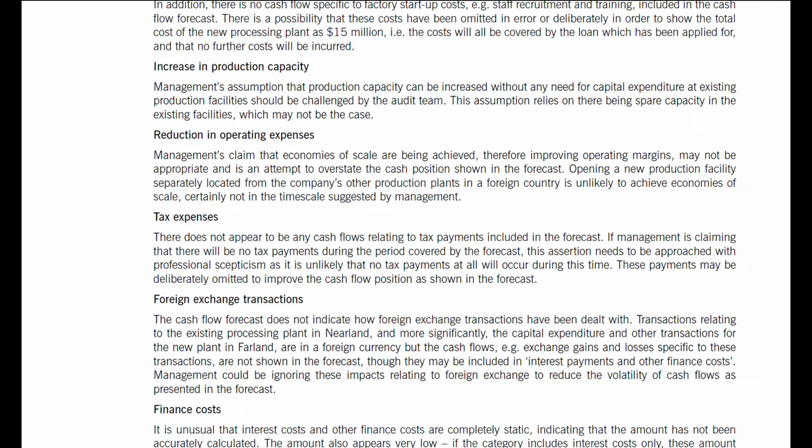Reduction in operating expenses. Management's claim that economies of scale are being achieved, therefore improving operating margins, may not be appropriate and is an attempt to overstate the cash position shown in the forecast. Opening a new production facility separately located from the company's other production plants in a foreign country is unlikely to achieve economies of scale, certainly not in the timescale suggested by the management.